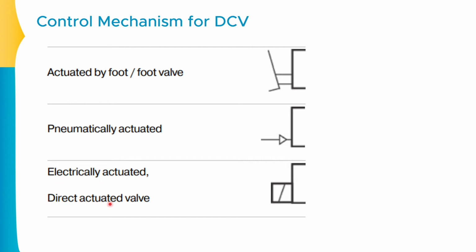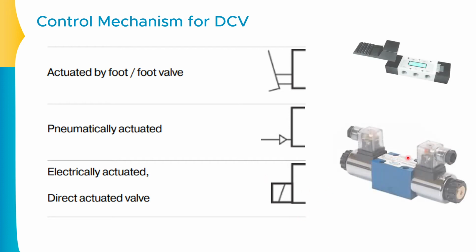The direct actuated valve is available, and this is also known as the direct solenoid actuated valve. So basically we are going to use the electrical component known as the solenoid in this specific mechanism. Let me just show you the practical scenarios.